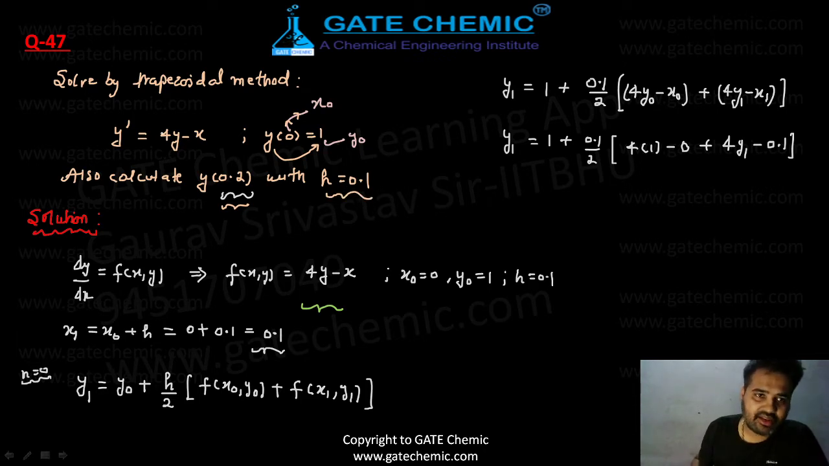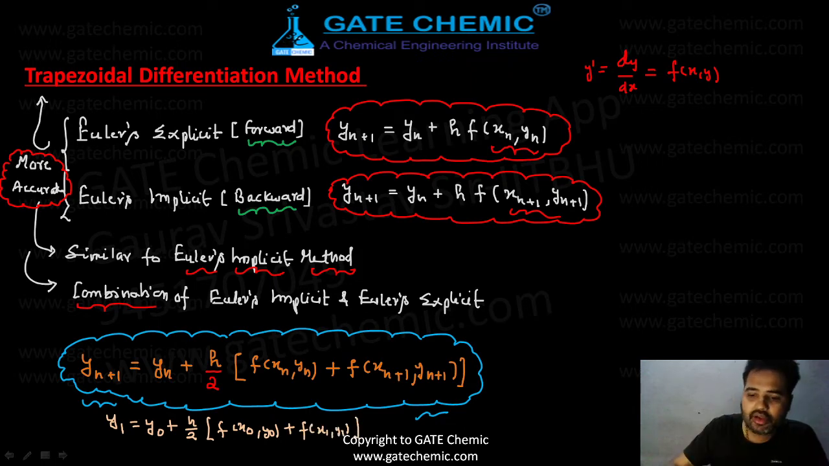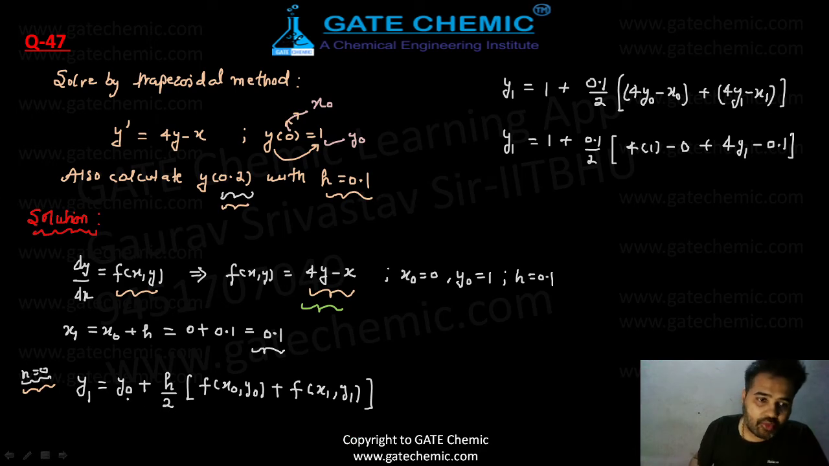So clearly here beta, the function of x comma y is what? This is 4y minus x, and x naught is 0, y naught is 1, h is 0.1. So x1 is x naught plus h, that means 0 plus 0.1 equals 0.1. So now you are going to put n equals 0 in this formula. If you put n equals 0, then this is y1, and that becomes equal to y naught plus h by 2, and inside the bracket f(x naught, y naught) plus f(x1, y1). Okay beta, so now you can see the same thing here.